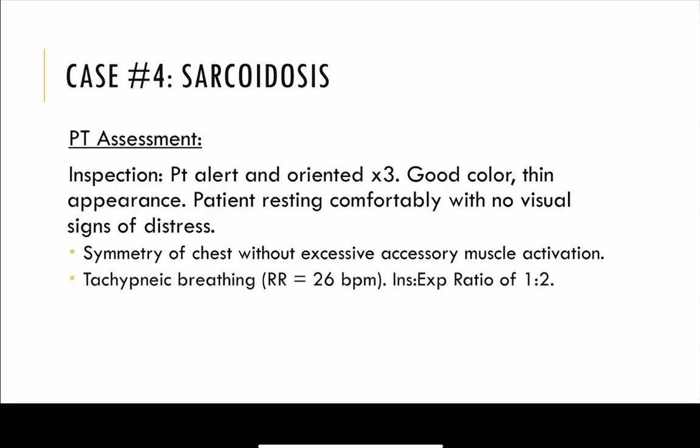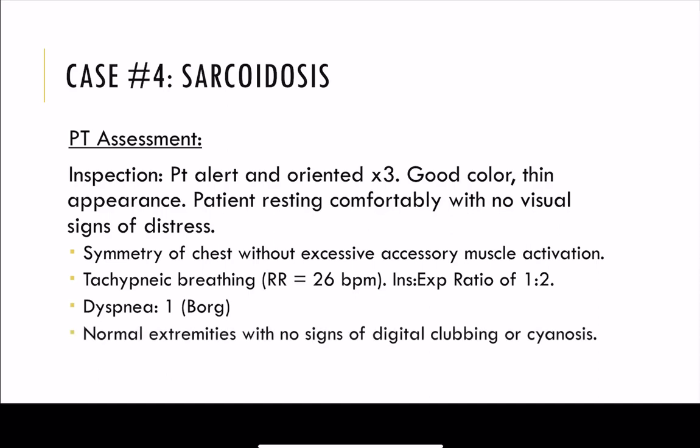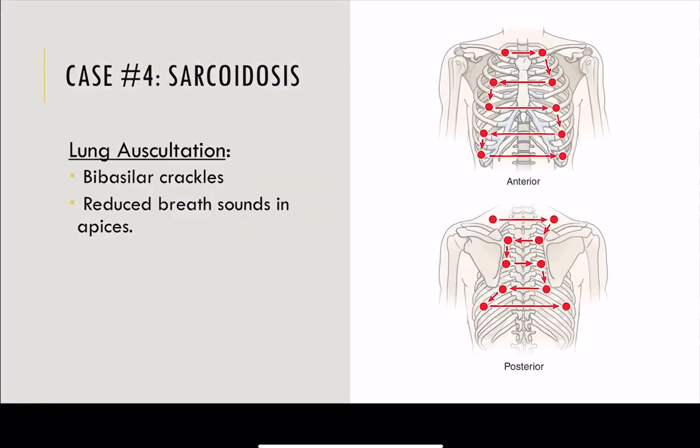She is a little tachypnic. Her respiratory rate is 26, but her inspiratory to expiratory ratio is normal, which is expected for a restrictive lung disease. The inspiratory to expiratory ratio can get out of its normal range more commonly with an obstructive disorder. She rates her dyspnea a 1 on a 0 to 10 scale. Her extremities appear normal. There's no digital clubbing, so no evidence of chronic hypoxemia. No cyanosis, no evidence of current loss of oxygen in her tissues.